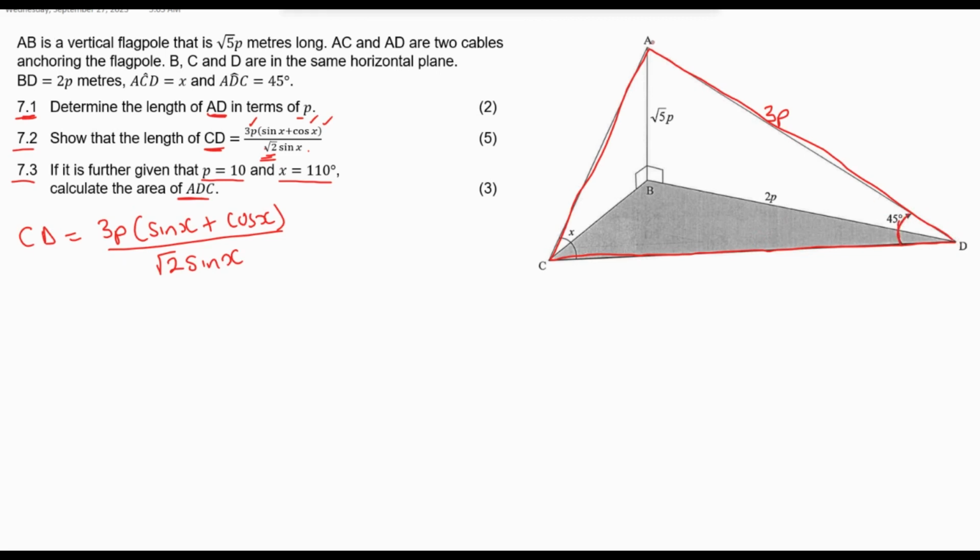It is between the side AD, we have 3p there, and also we have CD. We just found that CD is equal to 3p times (sine x plus cos x) over (square root of 2 sine x). Right, so using our area rule, we can find the area of this triangle. But to use the area rule, we need two sides and an included angle.